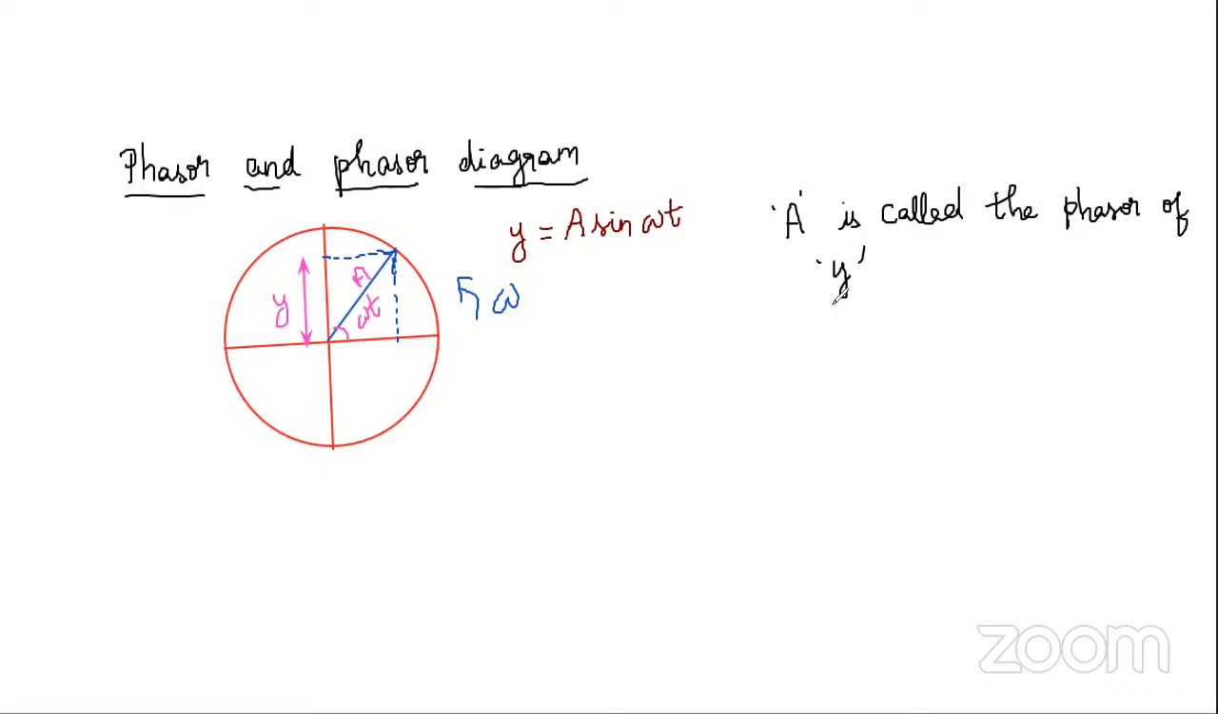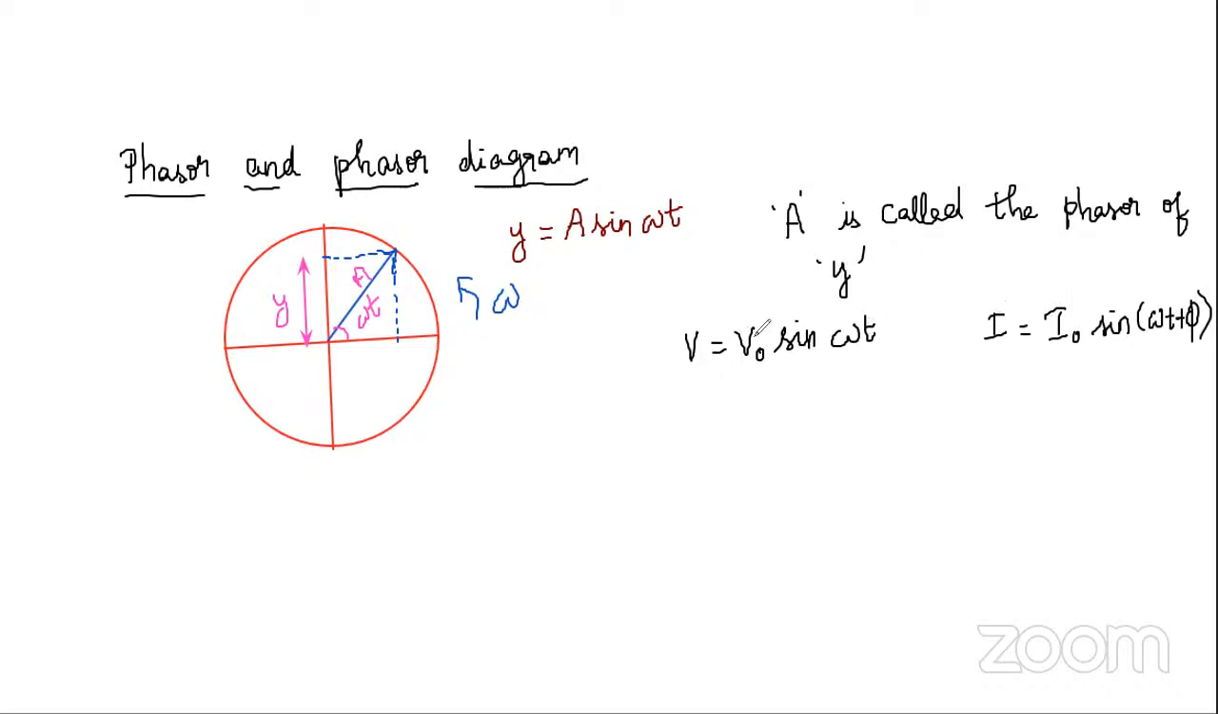Okay. So now we will be considering these equations. V equal to V naught sine omega t, and I equal to I naught sine omega t plus phi. So these are the equations. So here you see V naught is phasor of V, and I naught is phasor of I, both rotating with the same angular velocity omega.